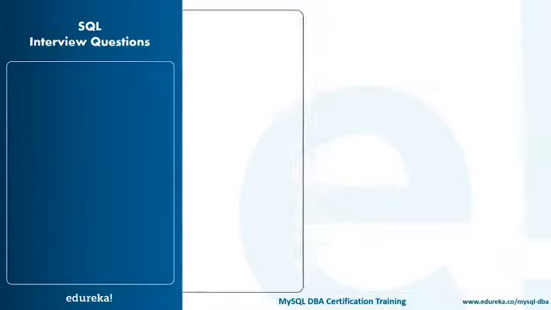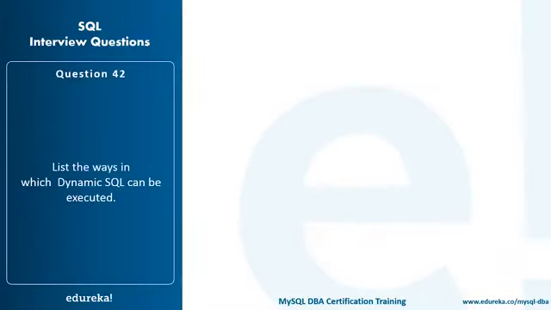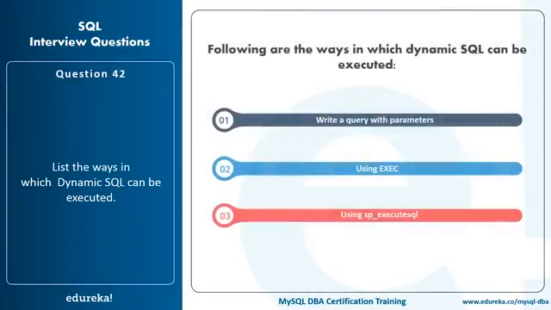Now let's move forward to our next question, that is, list the ways in which dynamic SQL can be executed. The ways in which dynamic SQL can be executed are by writing a query with parameters, using exec, and by using sp-execute SQL. So there are basically three ways in which dynamic SQL can be executed. That is by writing query with parameters, using exec, and using sp-execute SQL.